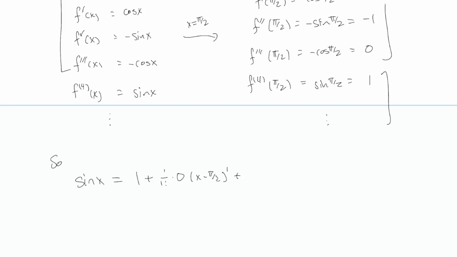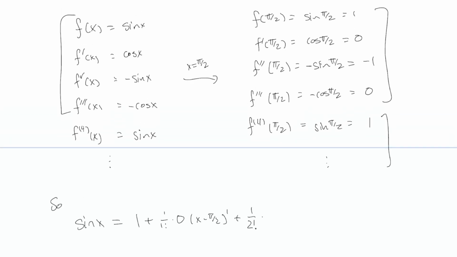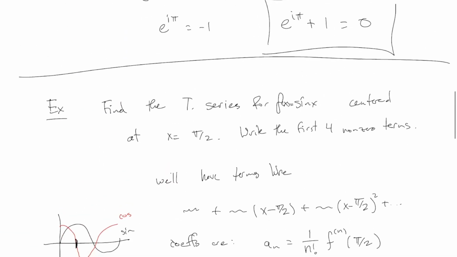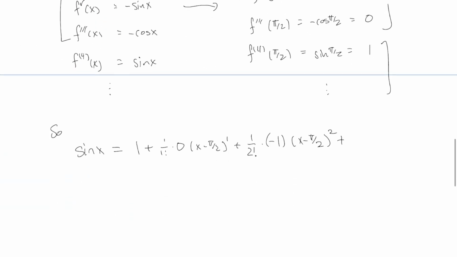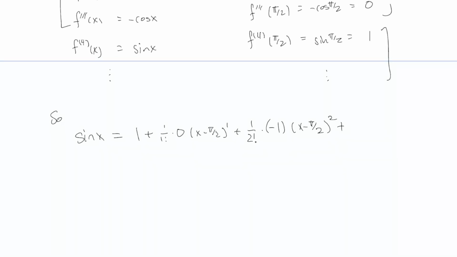The next term is 1 over 2 factorial times the constant that we calculated up here for the second derivative term, which is this one, -1. And then times x minus pi over 2 squared. And so on, right? Now, I said specifically in the question, write the first 4 non-zero terms. So we do have a little bit of ways to go because this one is 0. So far I have 2 non-zero terms.